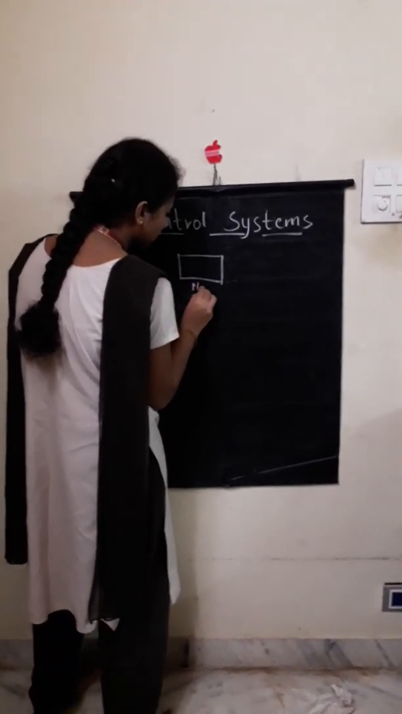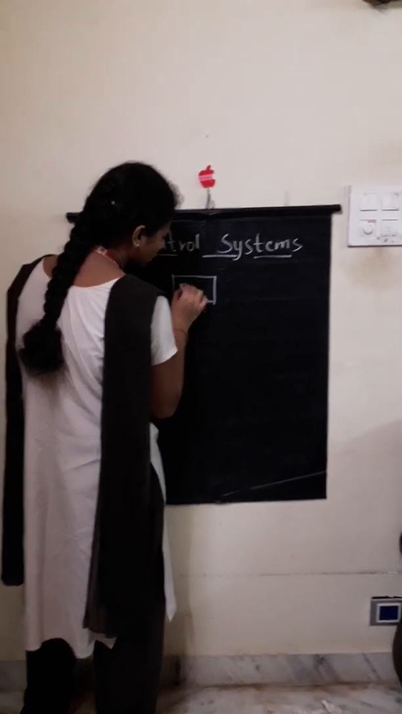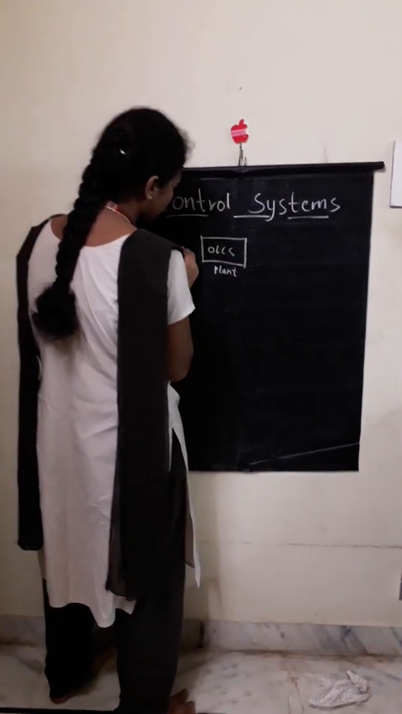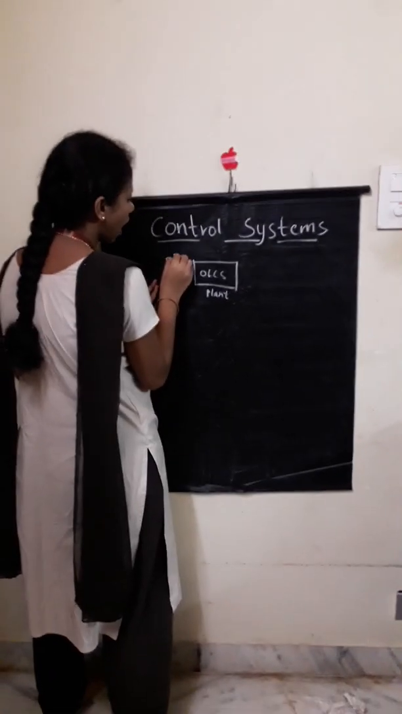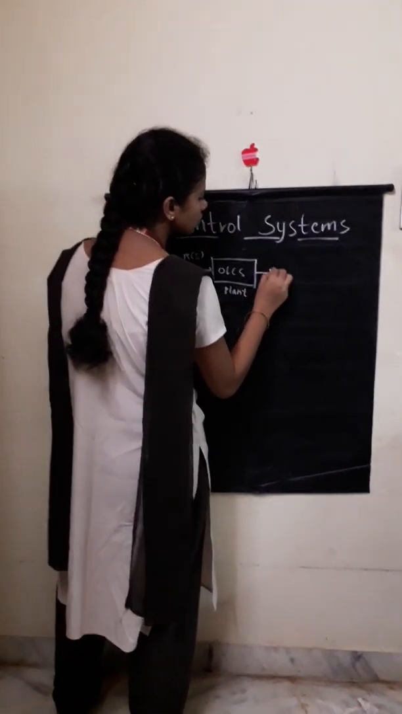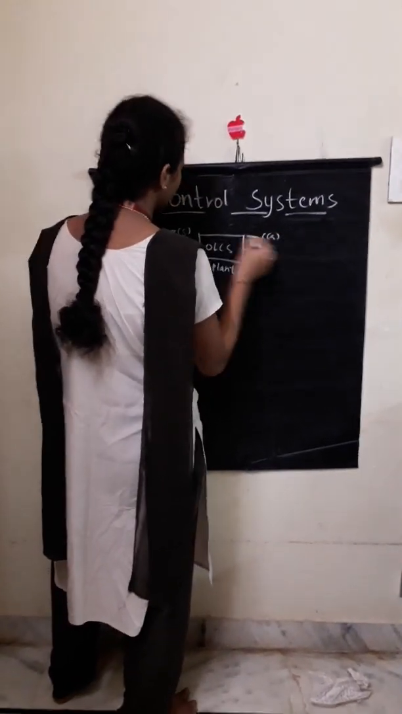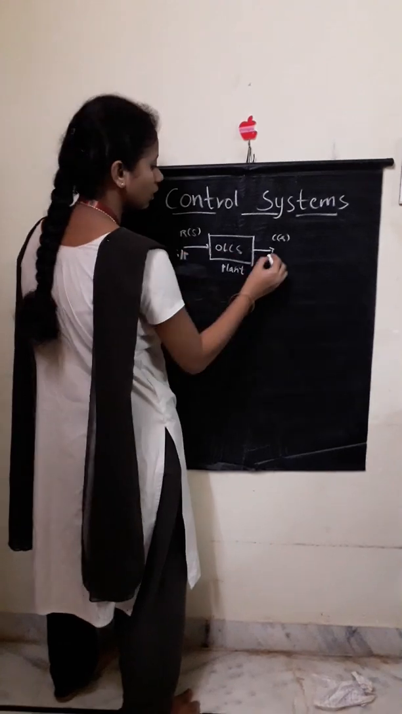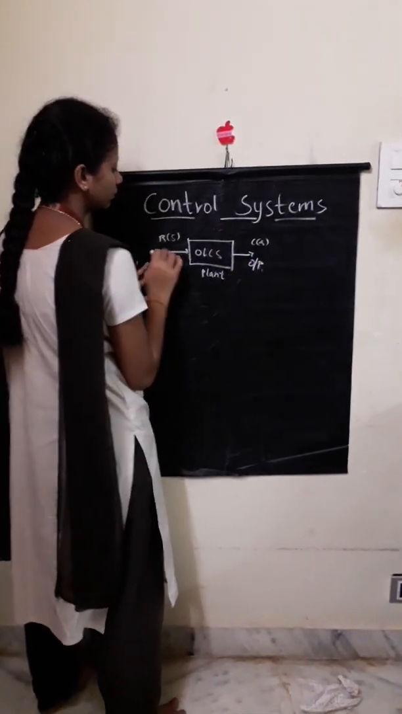We shall see the block diagram of an open loop control system. And this is a plant. This is the open loop control system. The input is denoted as R(s) and the output is denoted as C(s). This is the input and this is the output.